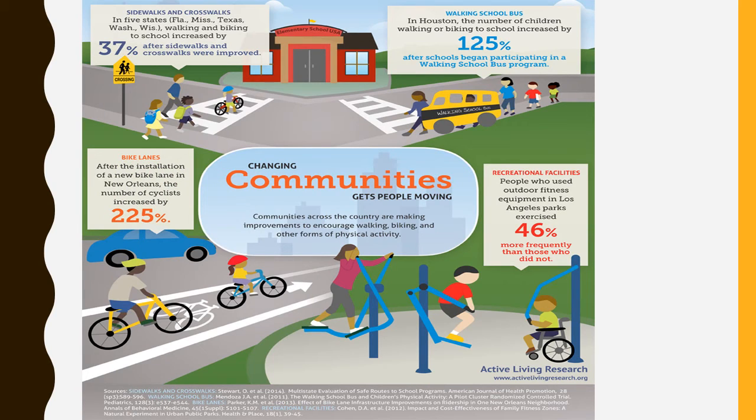The statistics reflected in this infograph demonstrate the positive changes that occur when modifications are made to the built environment in our communities. Most of these changes are on the microscale level and thus not cost prohibitive to the communities in which they are. Sidewalks and crosswalks were improved in several states, increasing their use and children walking to school by 37%. After bike lanes were added and improved in New Orleans, the number of cyclists increased to 225%.